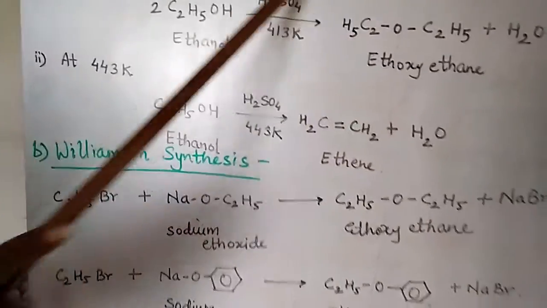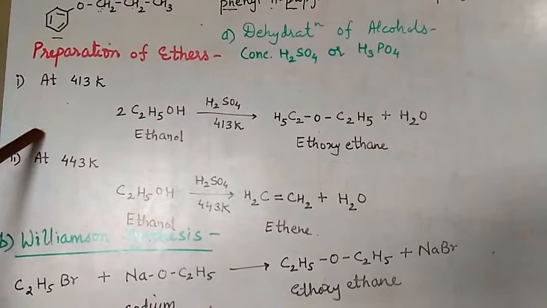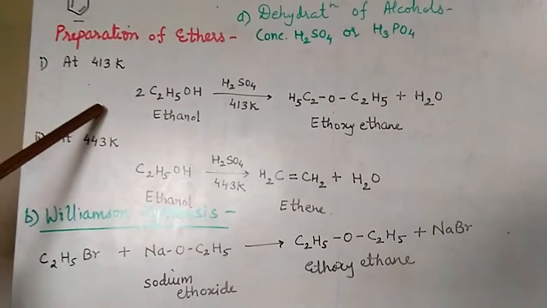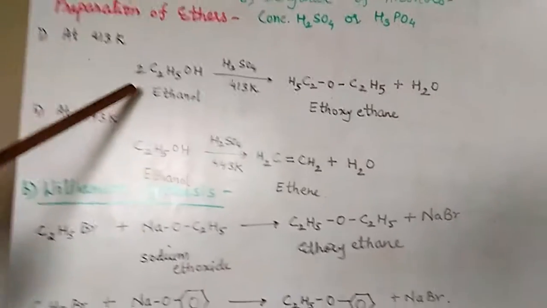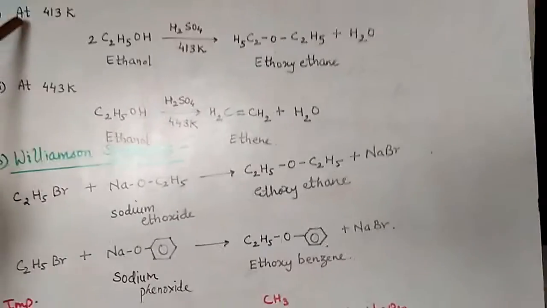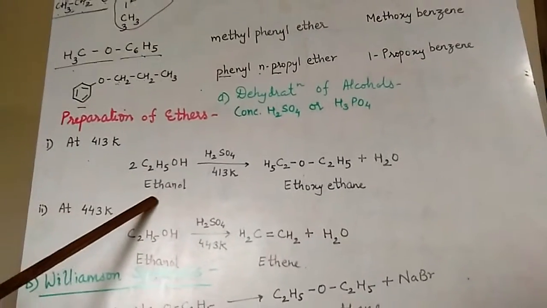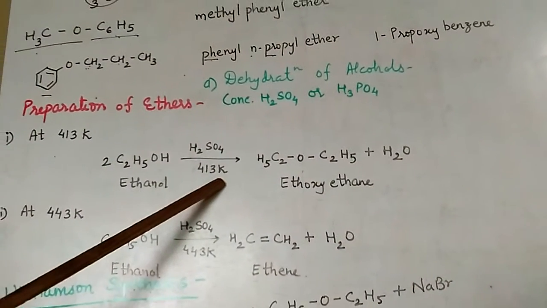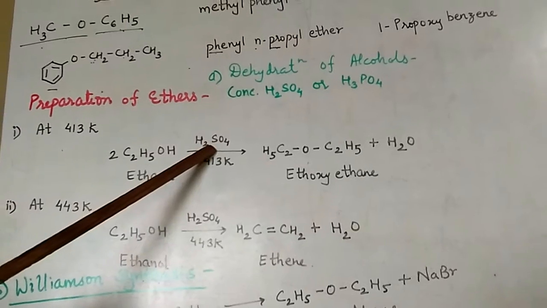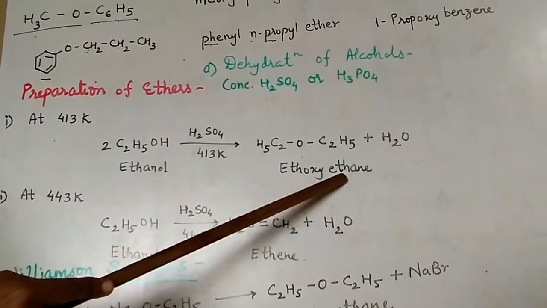The very important part of the reaction is that if the temperature conditions of the reaction are changed, you get a totally different reaction. Now this reaction was there in this year's board examination, that is in 2020 students have written this reaction. So what do you find? At 413 Kelvin, two molecules of ethyl alcohol when heated at 413 Kelvin in presence of concentrated H2SO4, there is formation of ether which is called ethoxyethane.